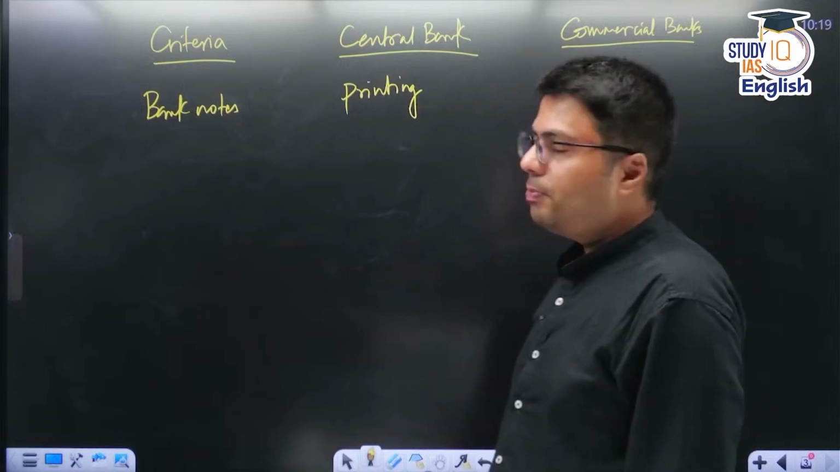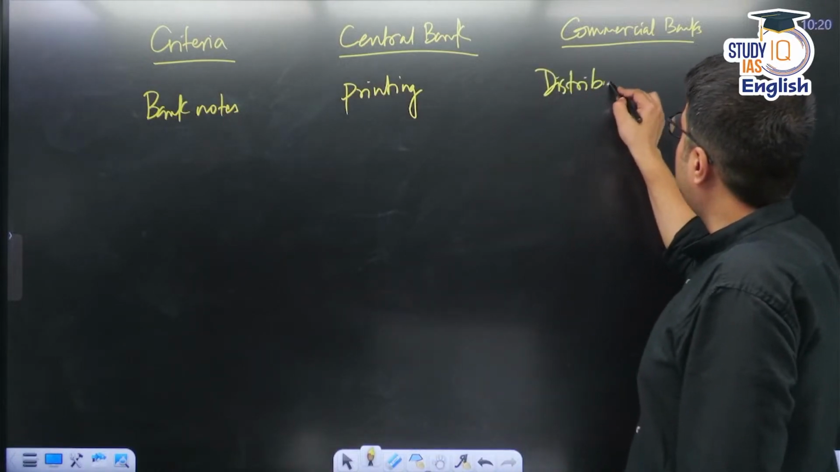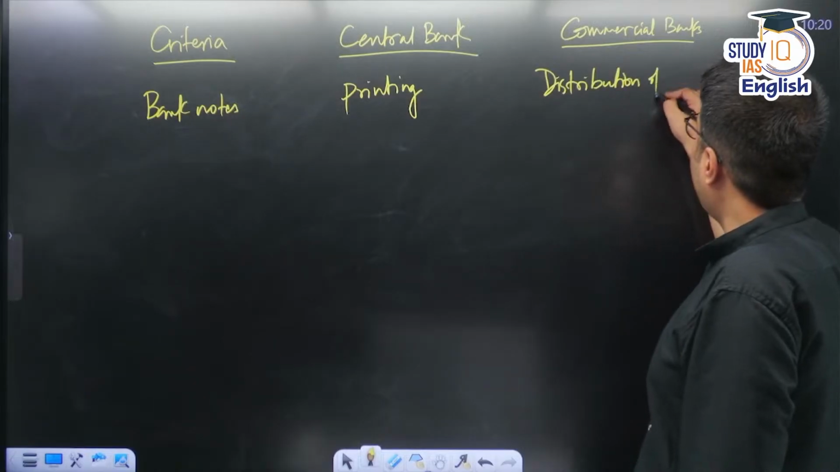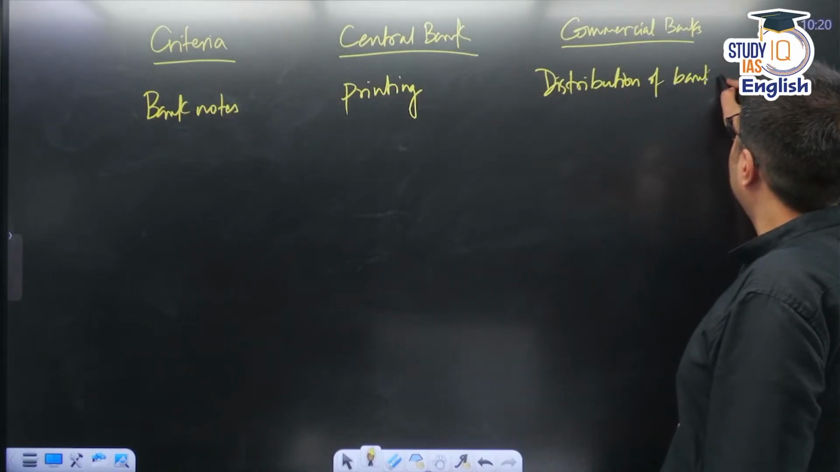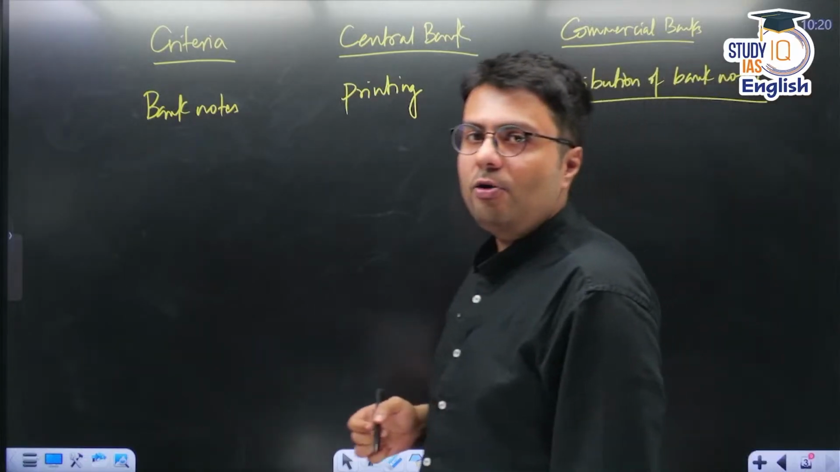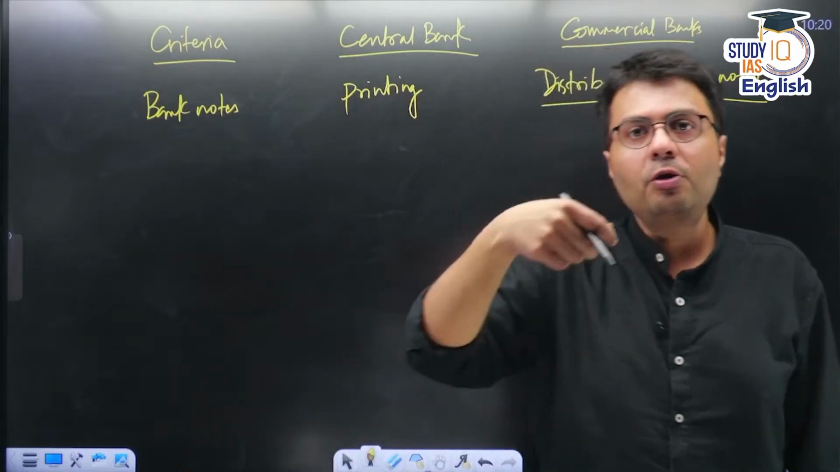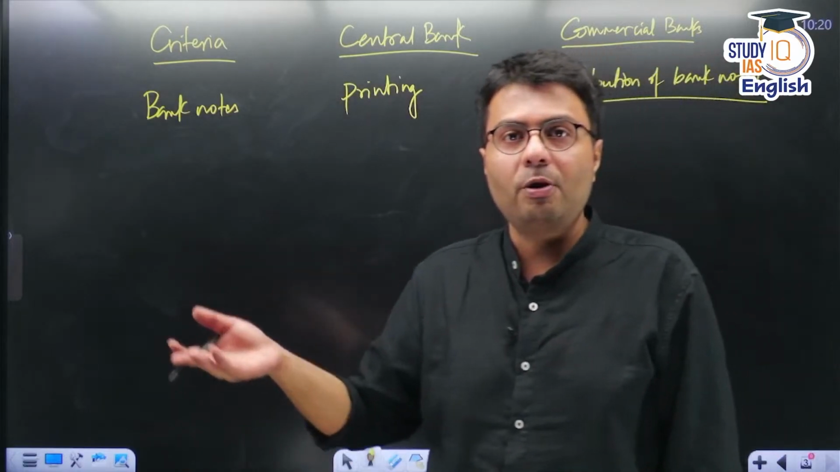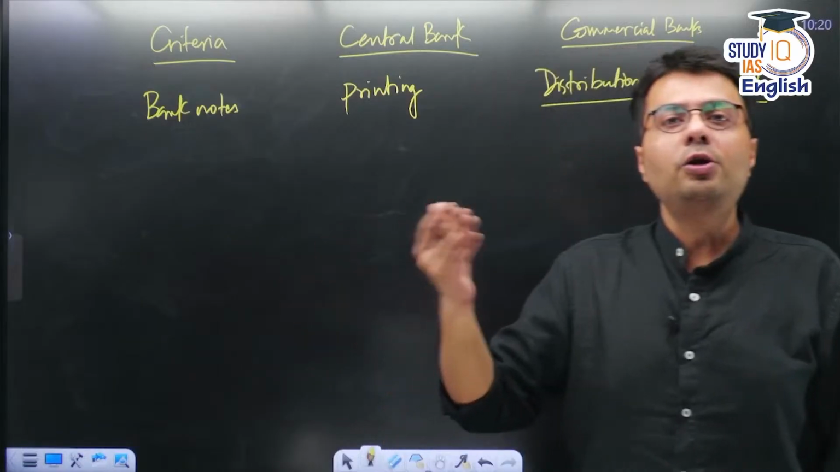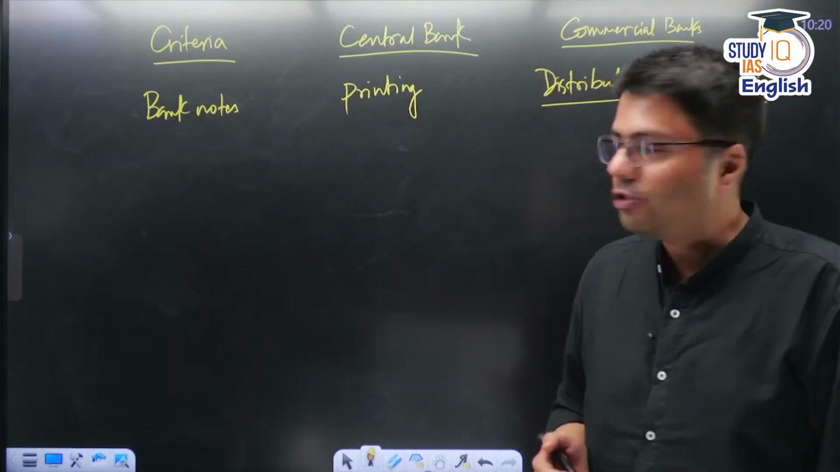It is involved in distribution of banknotes. So whenever we have to get banknotes, do you think we go directly to the central bank or we go to commercial banks? We go to commercial banks. We use our ATM, we use our deposit slip or cash withdrawal slip to take money out of the commercial banks, right? So this is another difference.